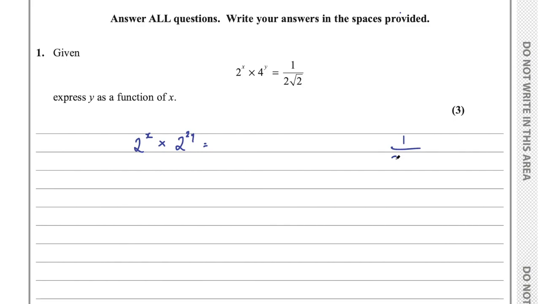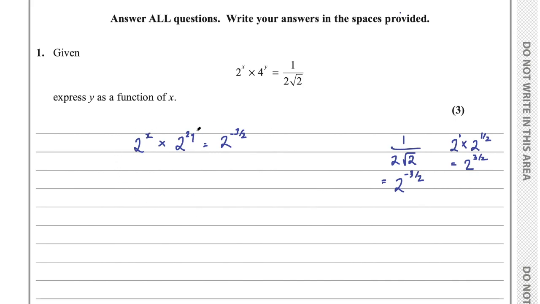We've got 1 over 2 root 2. 2 root 2 can be written as 2 to the power 1 times 2 to the power of a half. That's what root 2 is, 2 to the power of a half. If I combine these, 1 plus a half is 2 to the power of 3 on 2. So 1 over 2 root 2 is the negative power of this, so this can be written as 2 to the negative 3 on 2. So I can write this term here as 2 to the power of negative 3 on 2.